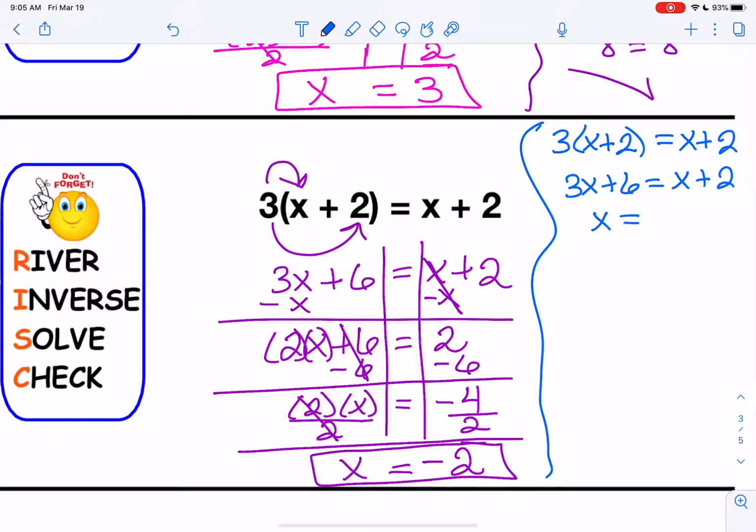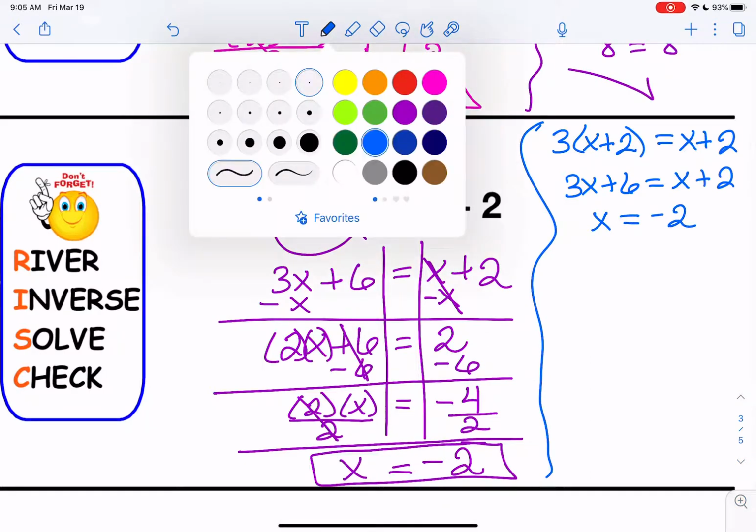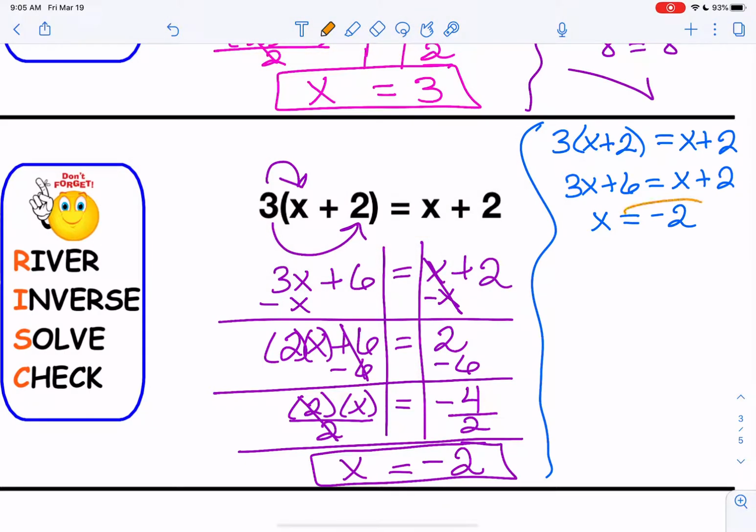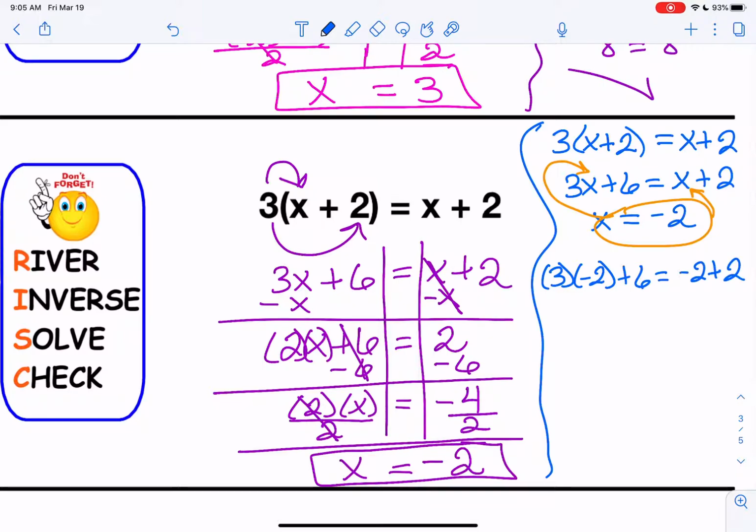So we are saying x equals negative 2, and I'm going to take that negative 2 and plug it in everywhere there's an x and see, does it work? So we'll have 3 times negative 2 plus 6 equals negative 2 plus 2. Well, a negative times a positive is a negative, and 3 times 2 is 6. So that's going to be a negative 6 plus 6 equals negative 2 plus 2.